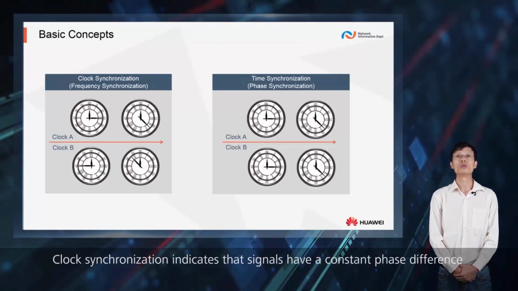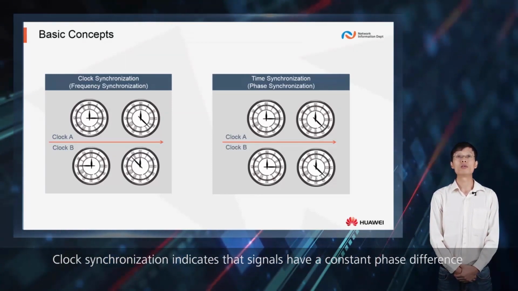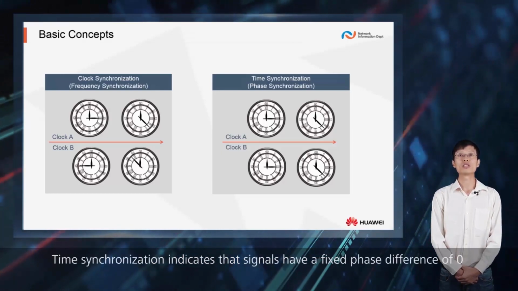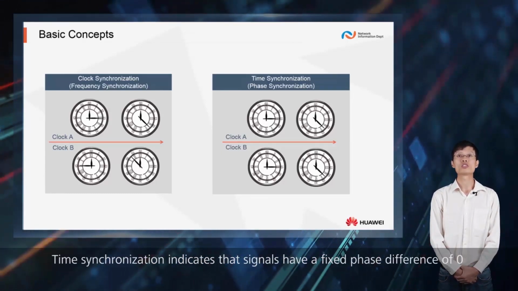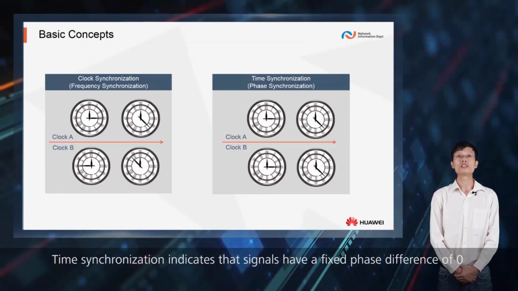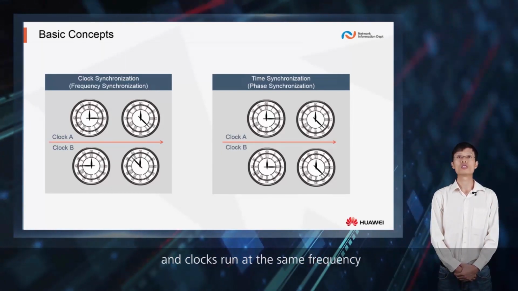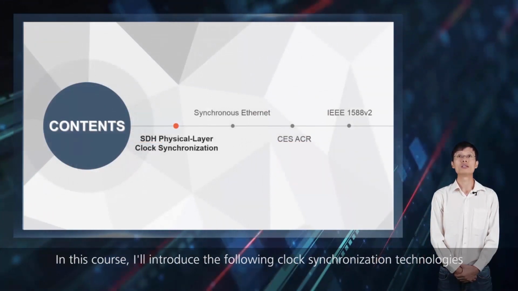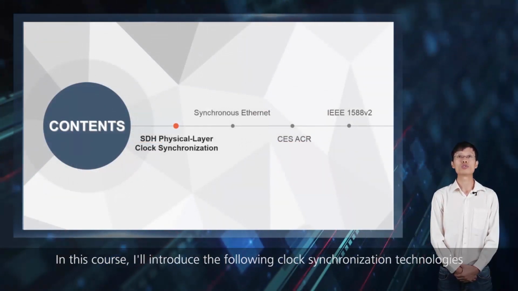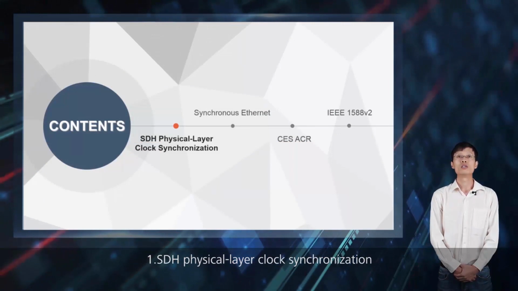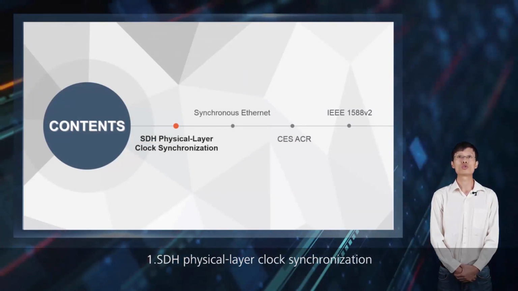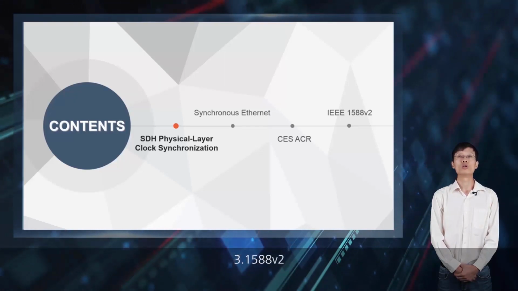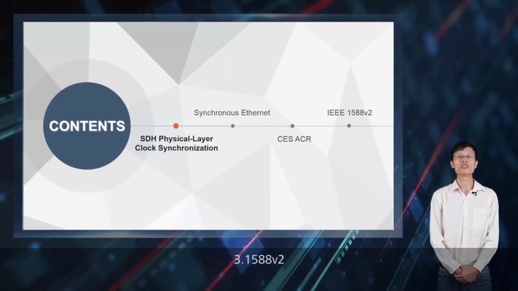Clock synchronization indicates that signals have a constant phase difference and clocks run at the same frequency. Time synchronization indicates that signals have a fixed phase difference of 0 and clocks run at the same frequency. In this course, I'll introduce the following clock synchronization technologies. 1. SDH, physical layer clock synchronization. 2. Synchronous Ethernet. 3. 1588 version 2.